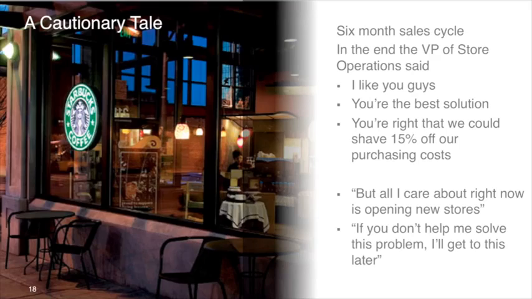But he said, all I care about right now, the only thing I've been told I should focus on is opening new stores. So if you don't solve that problem for me, I'll get to this later. And we all know in software, getting to something later means they're never going to get to it, right? And so this is my cautionary tale. You can go in and talk about ROI, but if people are not bought into the problem, this was a 6-month sales cycle with literally half a dozen to a dozen people at any given time working on the project. That's a lot of money spent. That's a lot of opportunity costs. That's just a lot of straight up costs when we hadn't properly defined the problem, right, that this man had the problem that we solved.